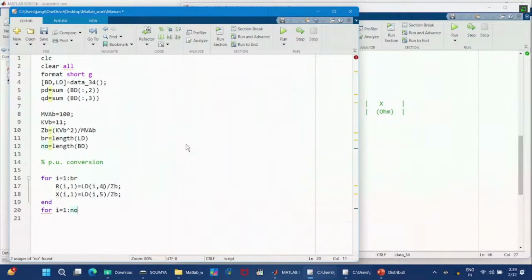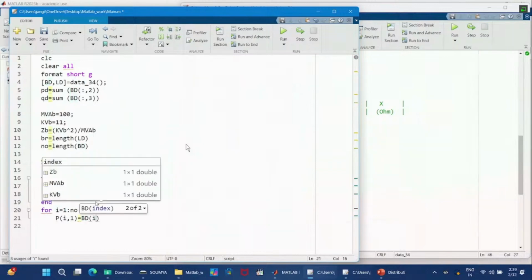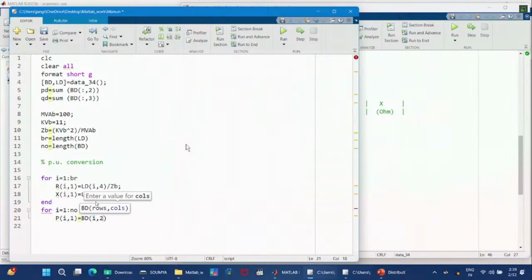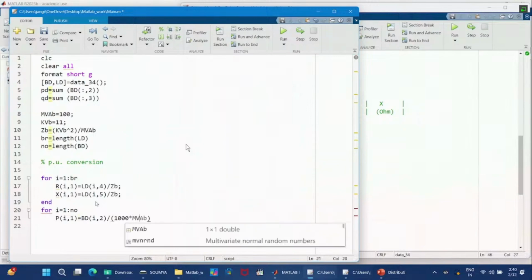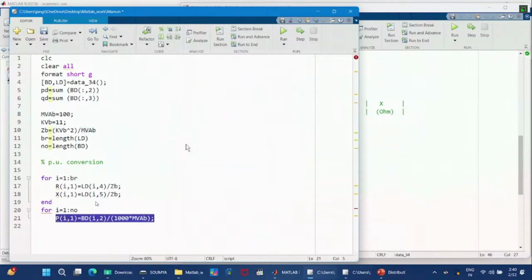Here NO we have defined earlier. So from there we calculate the value of P of I comma 1, which is equal to B of I comma 2 divided by whatever the base is over there. It is 1000 into MVA base. Similarly, we can carry it out for reactive power also.